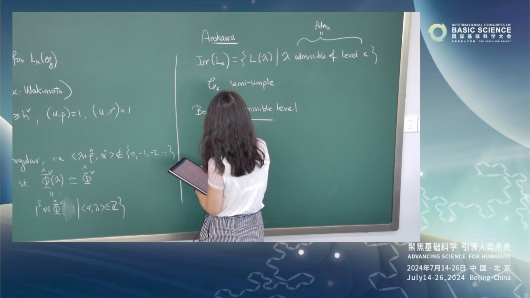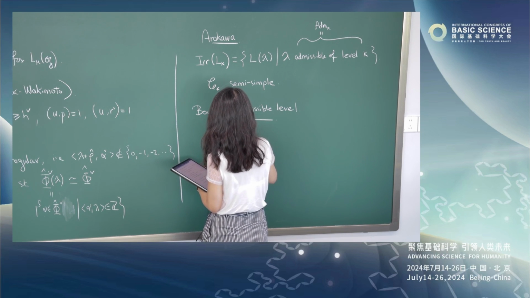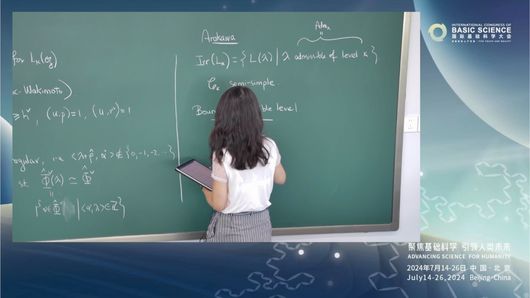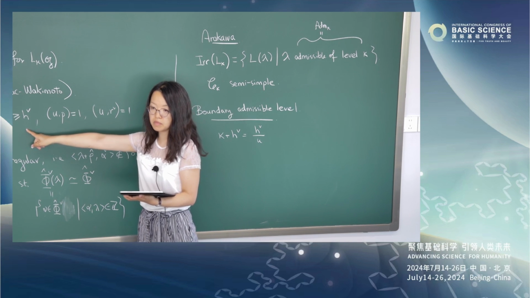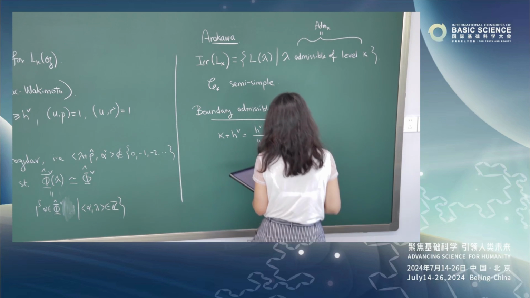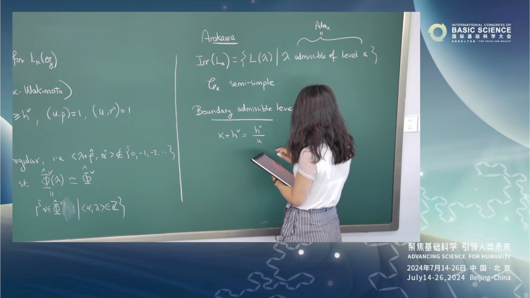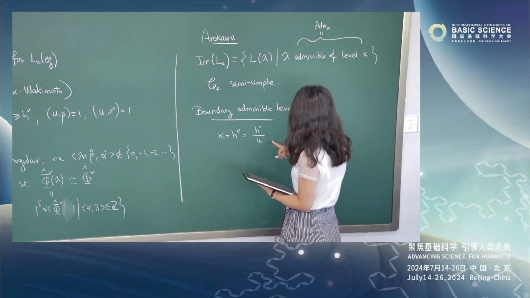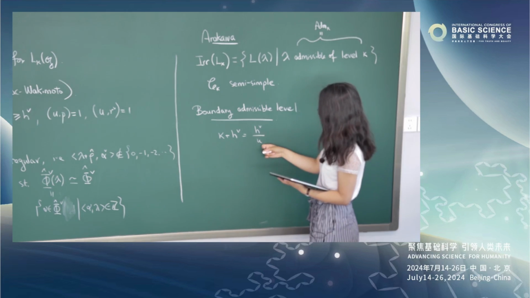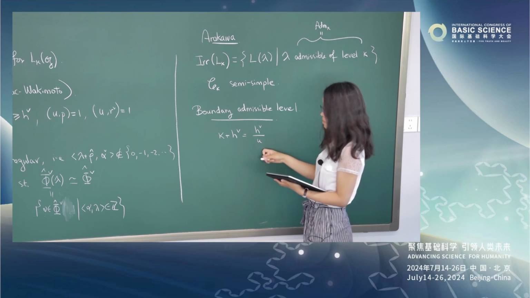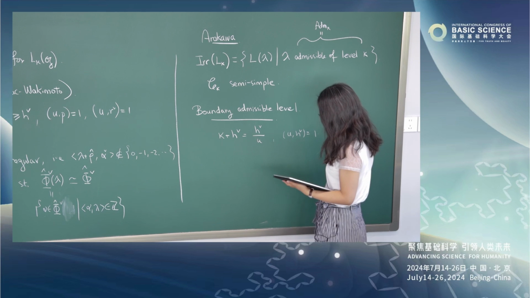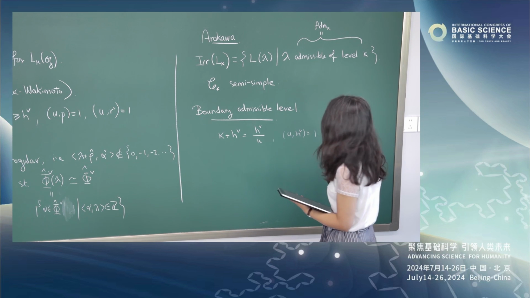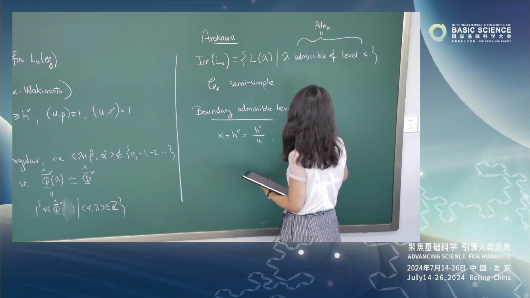So boundary admissible means kappa plus h check is h check over u. So this is when p attains its minimal possible integer. And so in particular, at boundary admissible, there is only one variable, which is this u, and which is required to be co-prime to h check, and also to r.